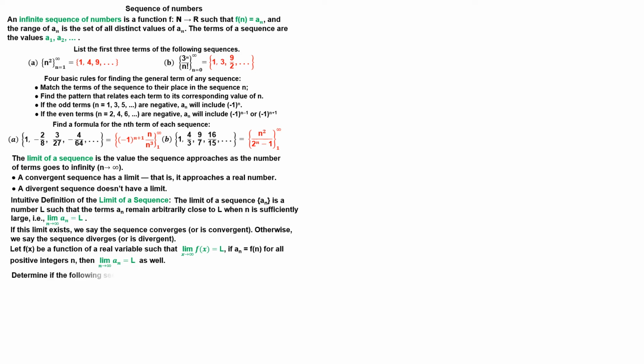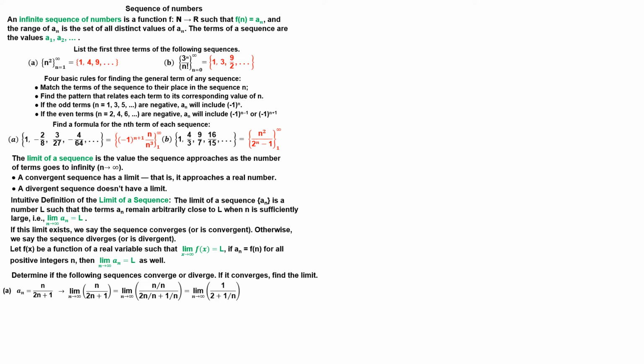Let's take a look at a couple of examples of limits of sequences. When we have a polynomial divided by a polynomial, we identify the highest power of the variable in the denominator. We divide both the numerator and the denominator by the highest power of n. Cancel and then take the limit. So the sequence converges and its limit is 1/2.